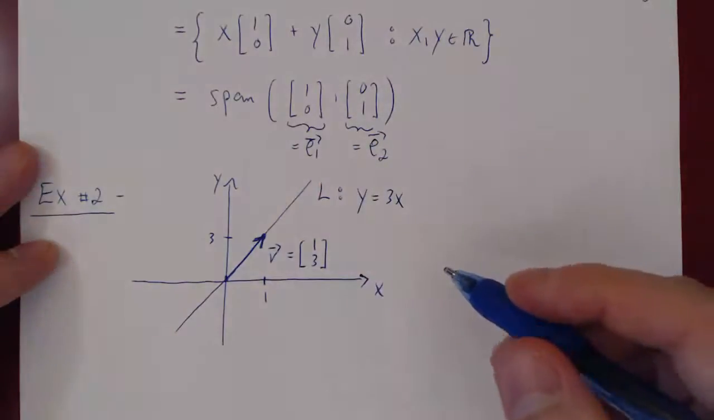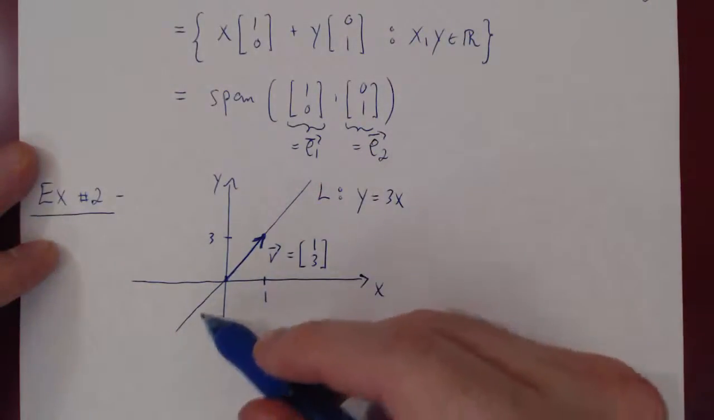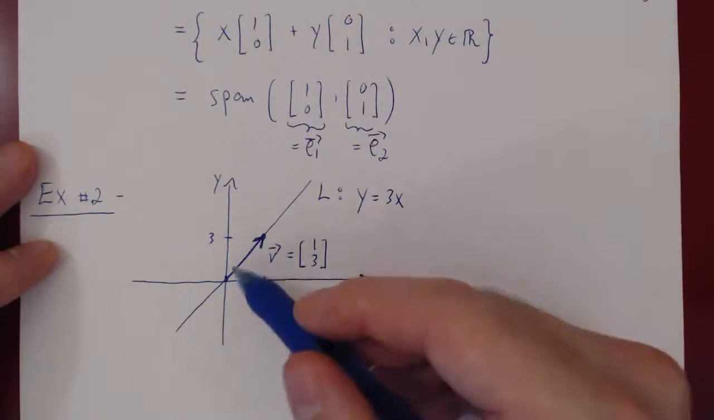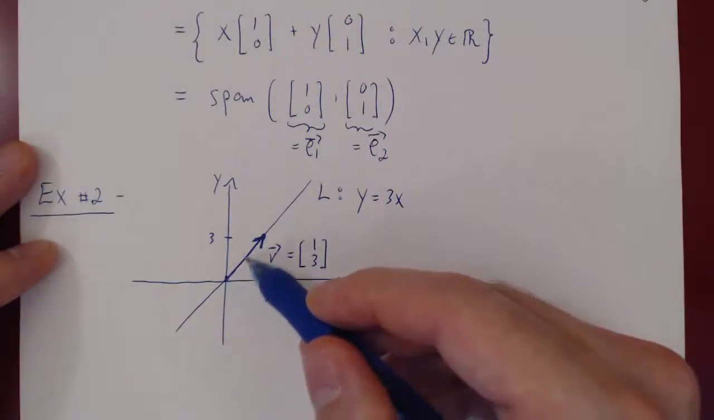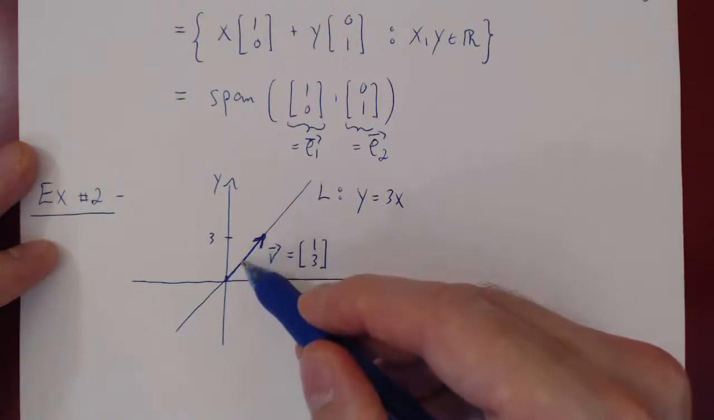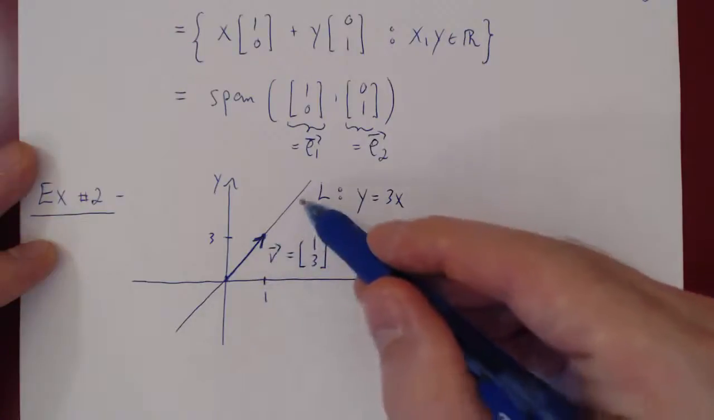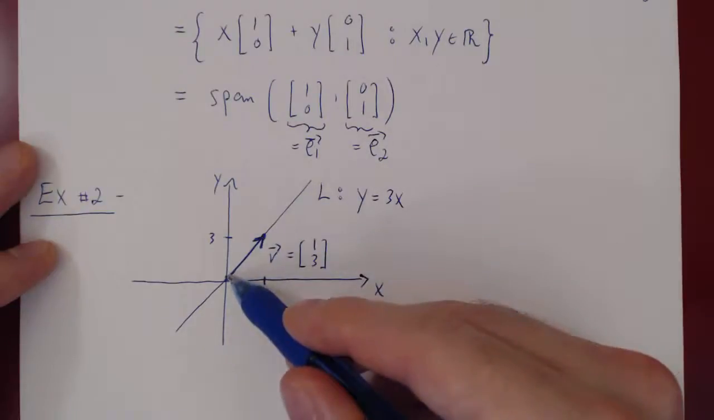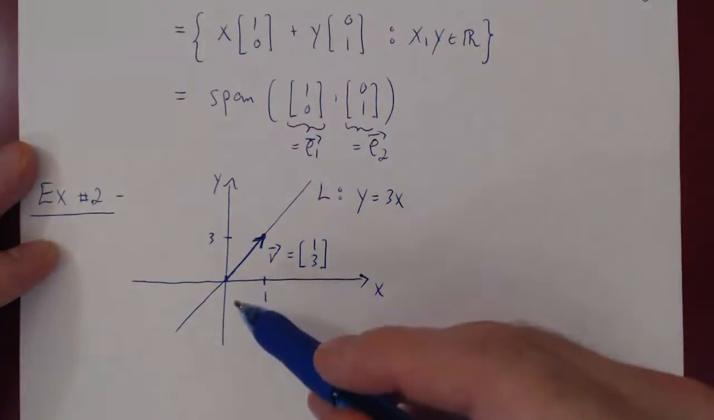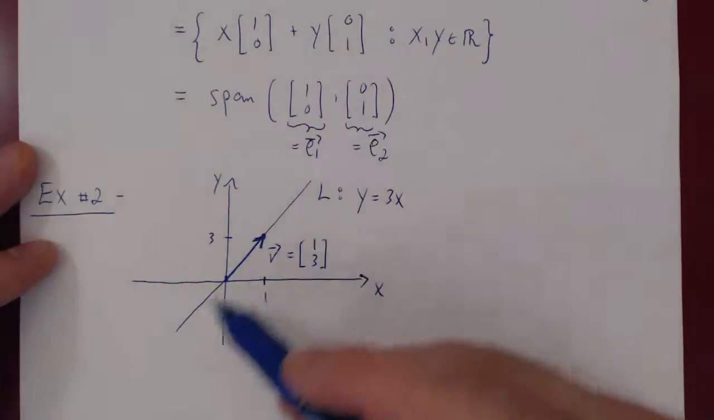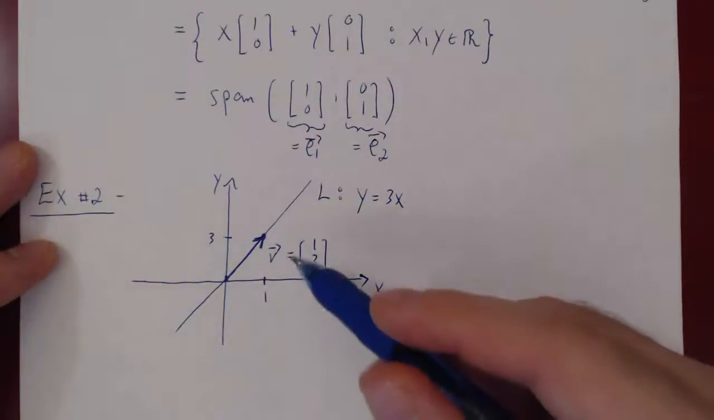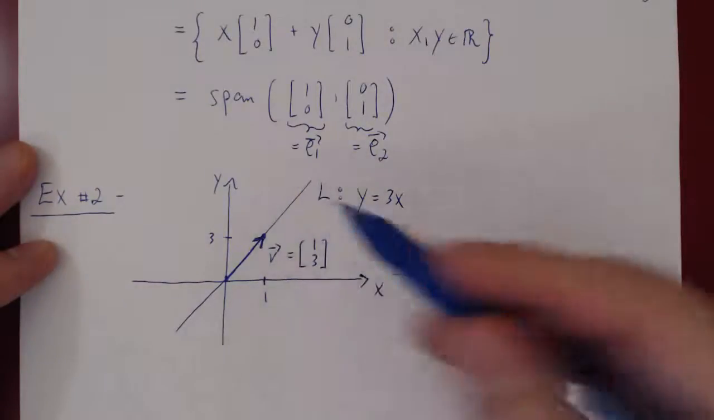And you can easily see that if you take all possible multiples of this vector, you will trace the line, right? If you take 1 times v, you get this point. If you take 1/2 of v, you get this point. If you take 2v, you'll get this point. If you take negative v, you'll get this point. So you can see that, at least on an intuitive level, every possible multiple of this vector will give you every possible point on this line. Therefore, the span of v should be equal to the line.